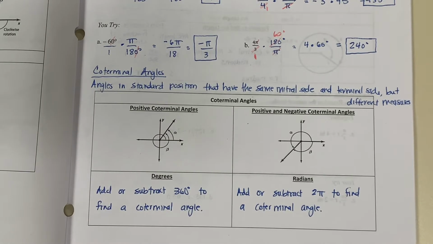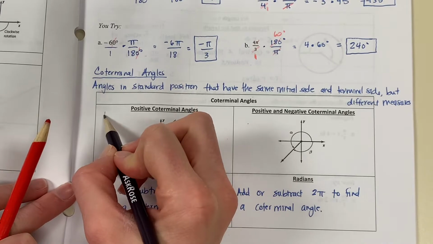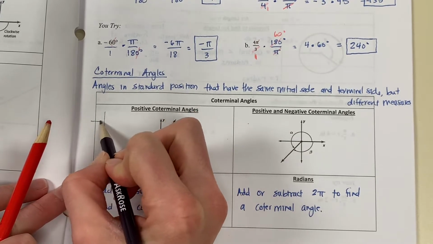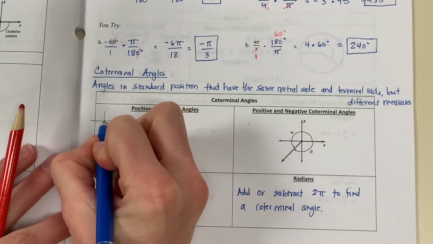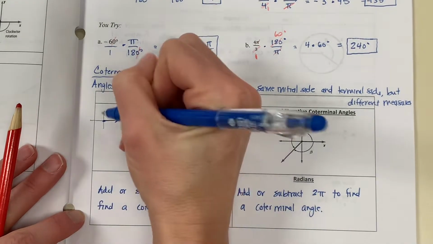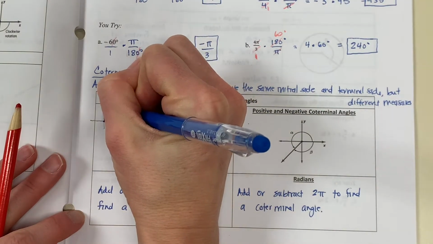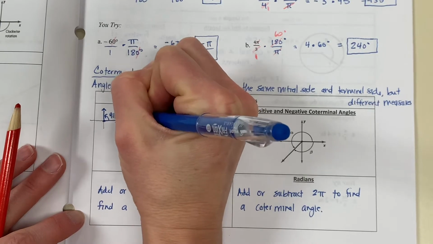Coterminal angles are angles in standard position that have the same initial side and terminal side, but are different measures. If you recall, in class, we looked at two angles. One was 90 degrees and the other was negative 270 degrees. My 90-degree angle has an initial side on the positive x-axis and a terminal side on the positive y-axis. This represented my 90-degree angle.